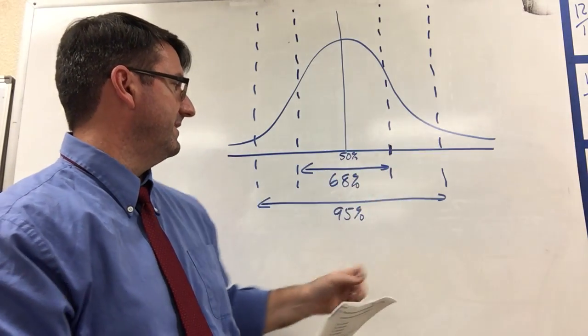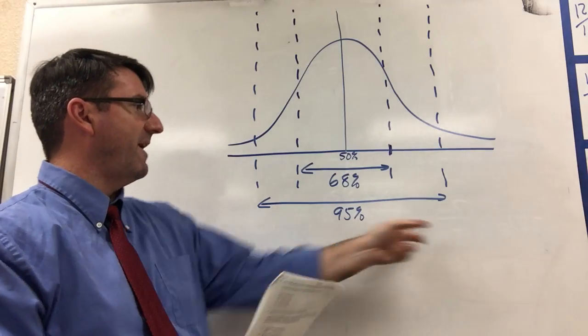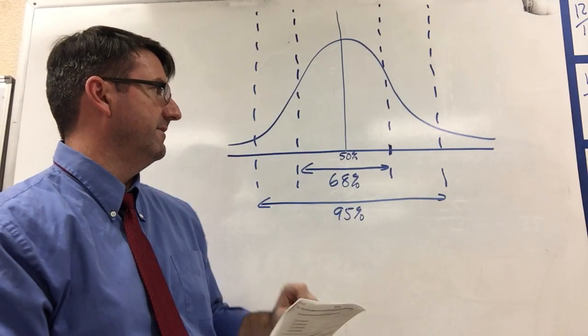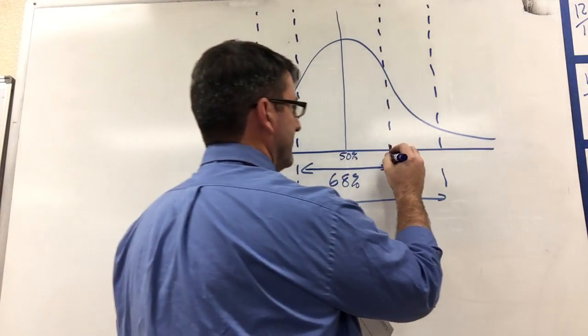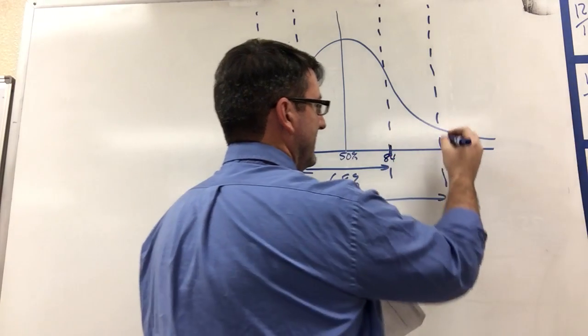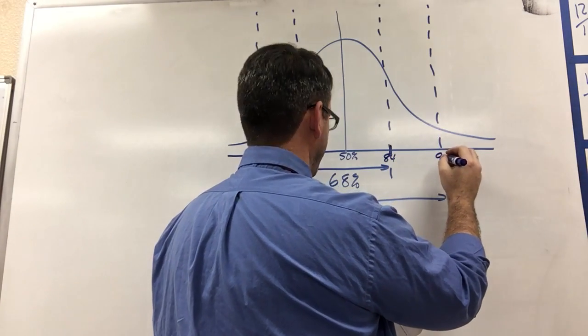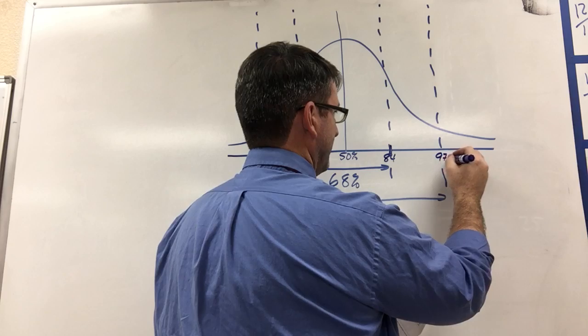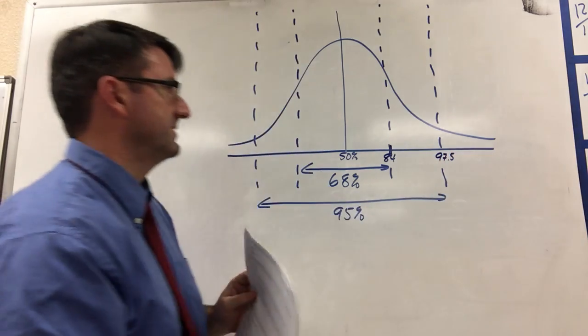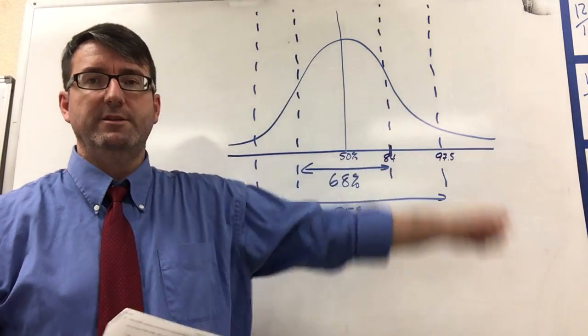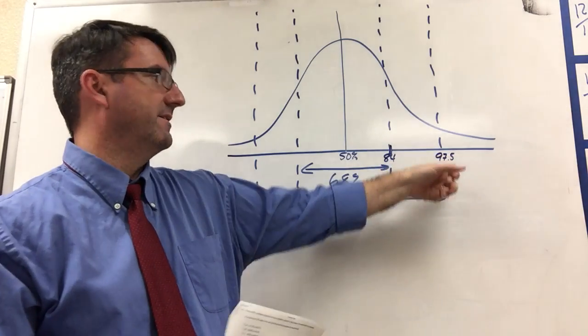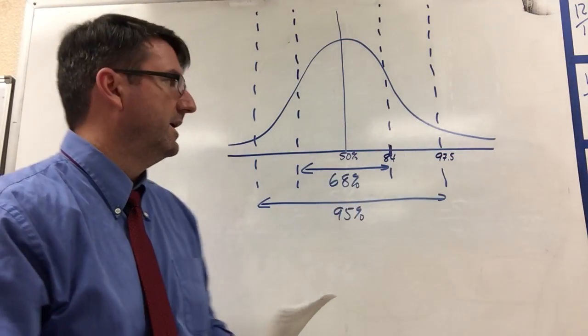And then 2 standard deviations, 95% of values are within 2 standard deviations. So this is going to be the 84th percentile. This out here is going to be the 97.5%, since that is the percent of values below 2 standard deviations above the mean.